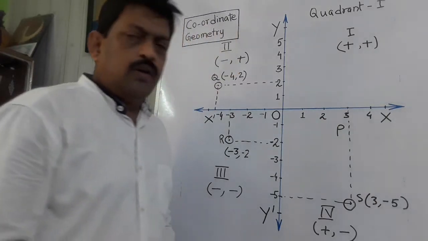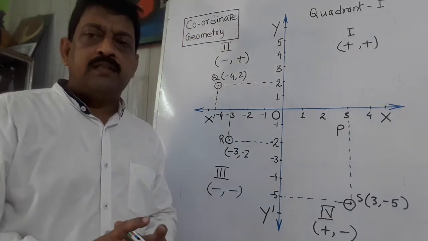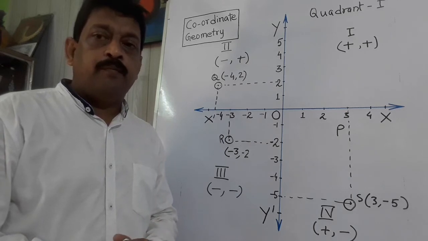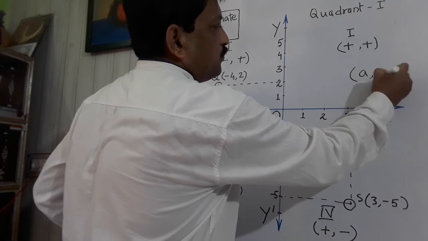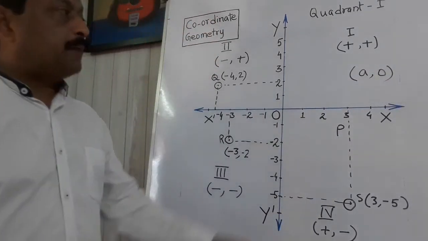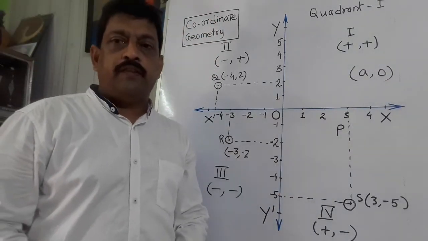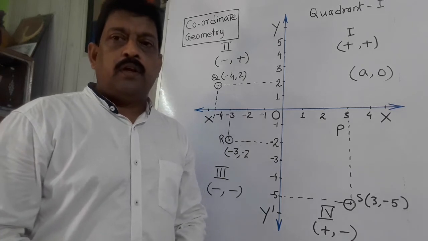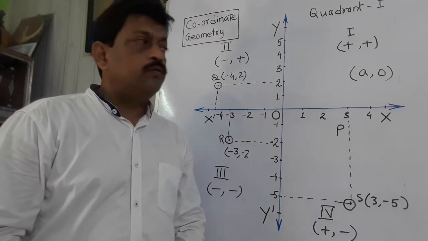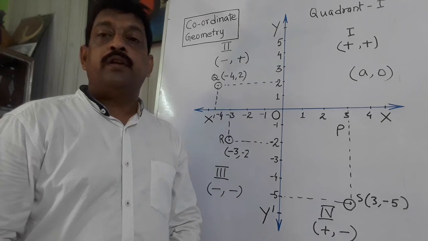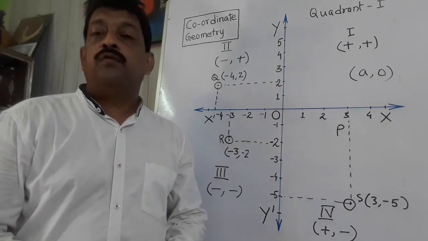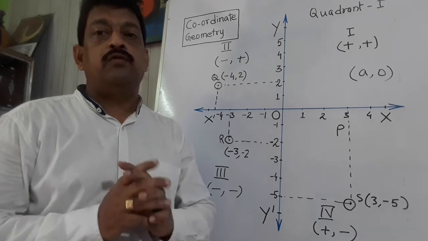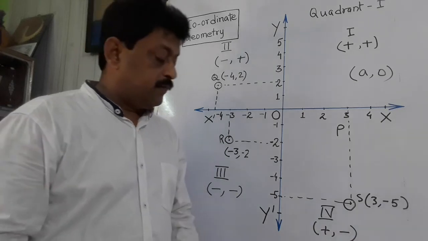Now, if any point is written in the form, suppose, (a, 0), it means the abscissa has a numerical value a, which can be any value, and the ordinate is 0. In that case, this point will not lie in any quadrant. Why? Let me explain.